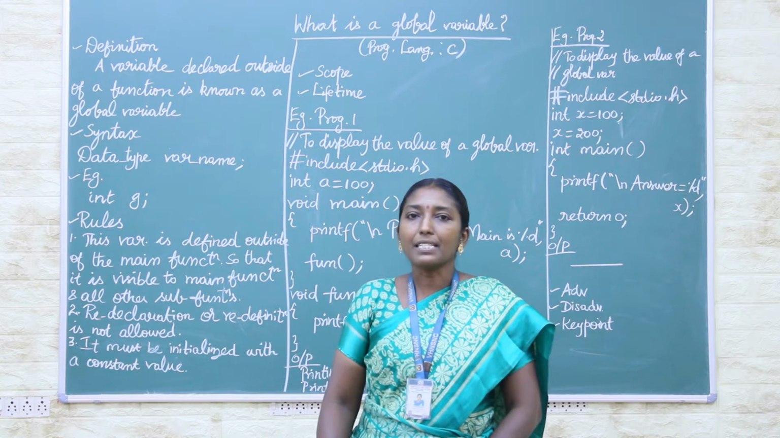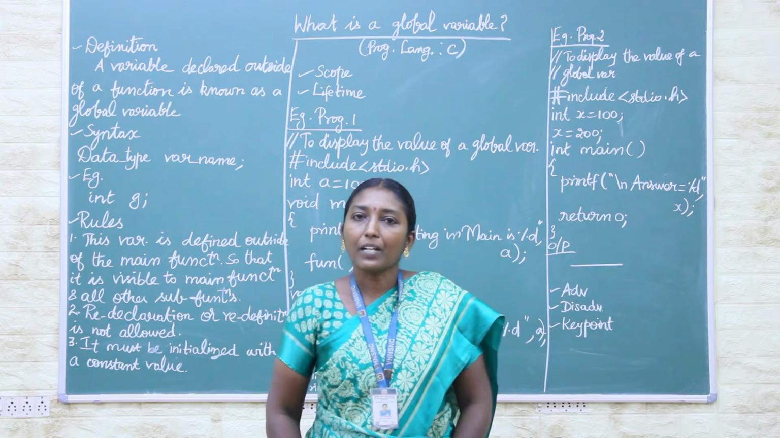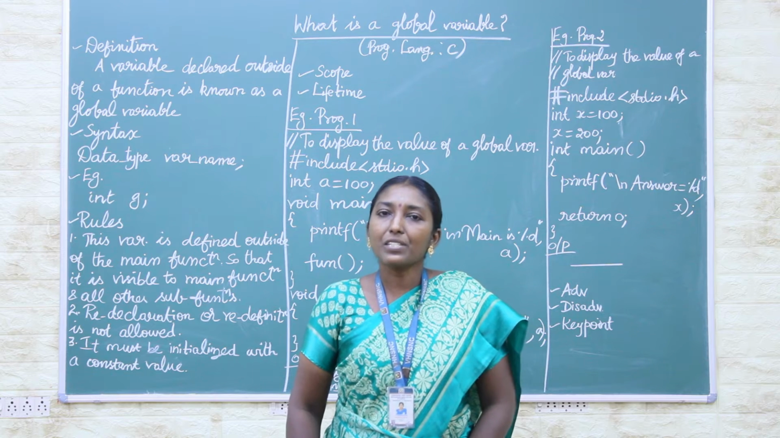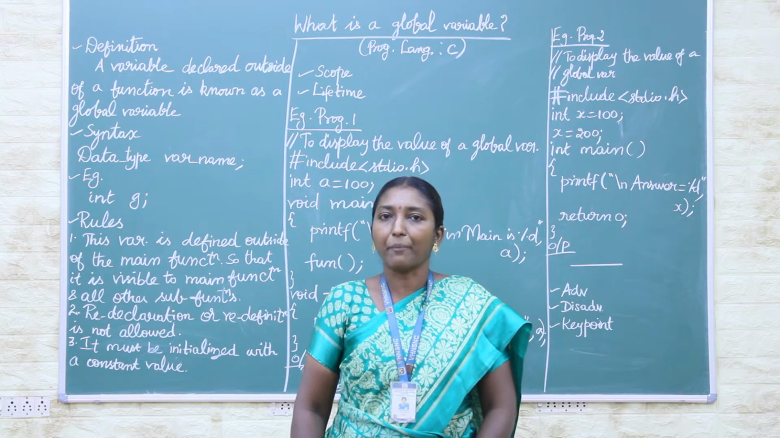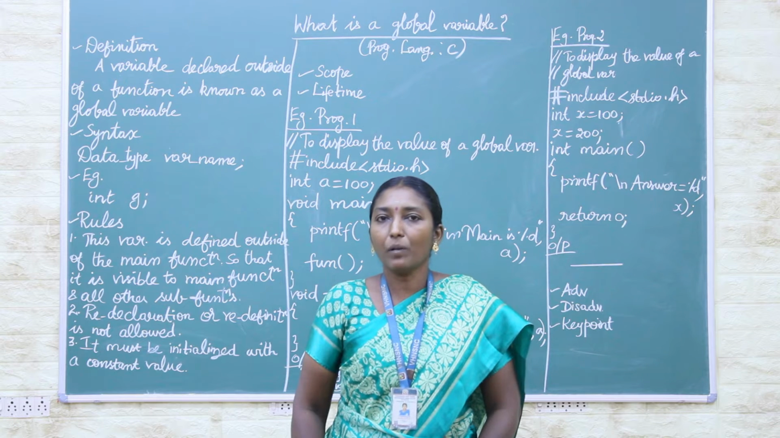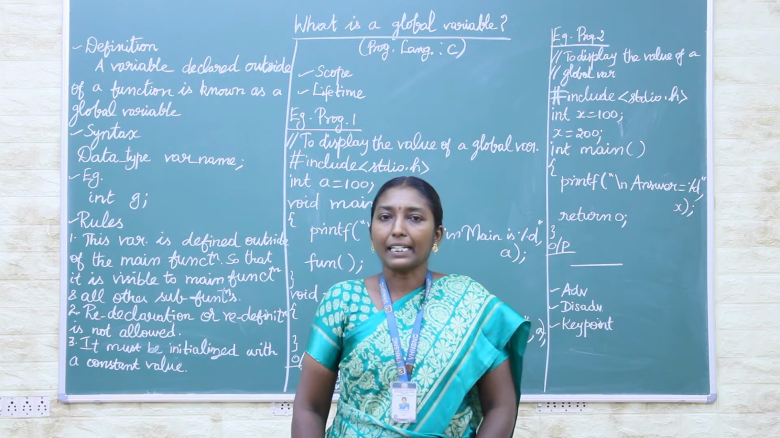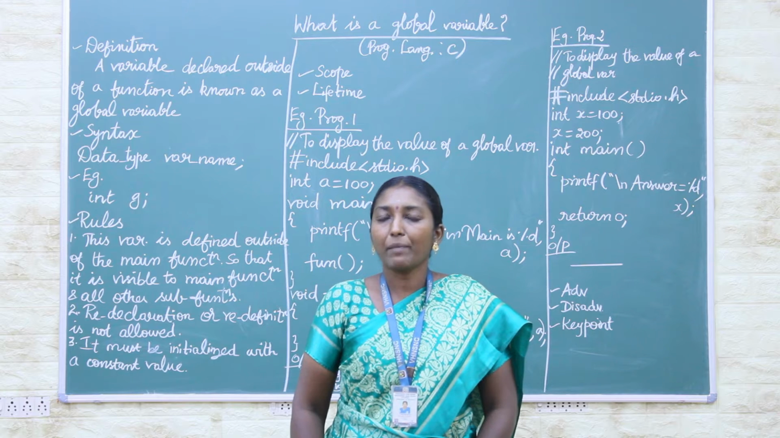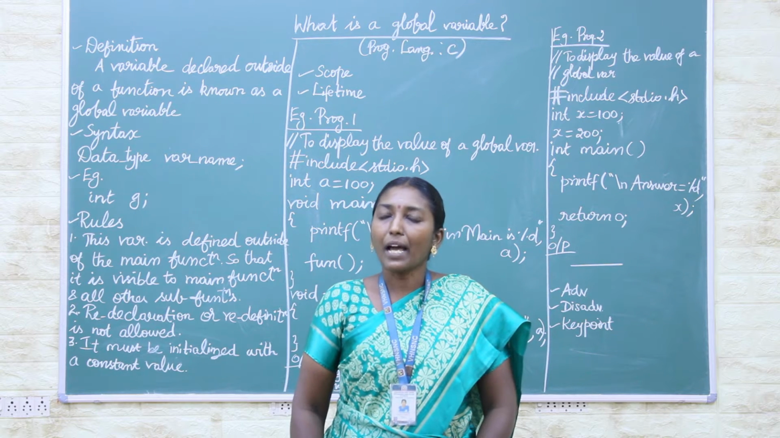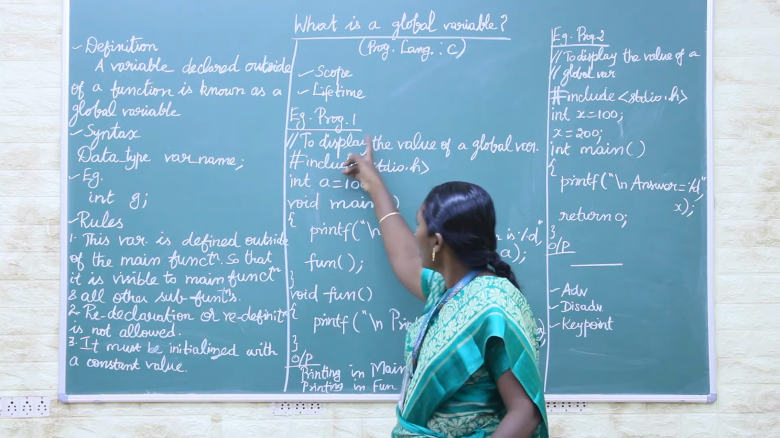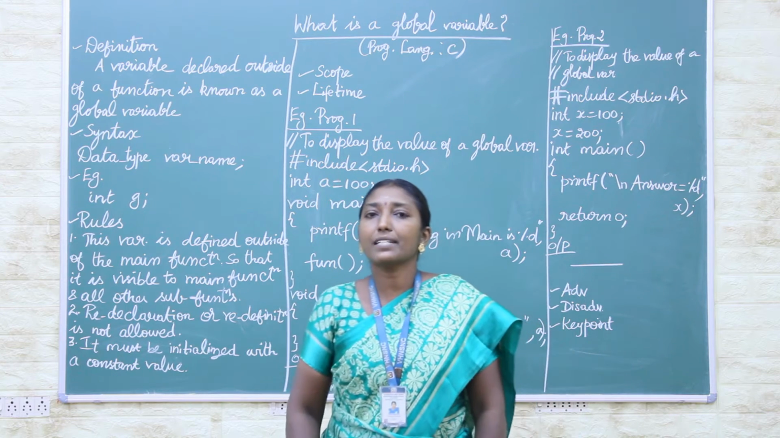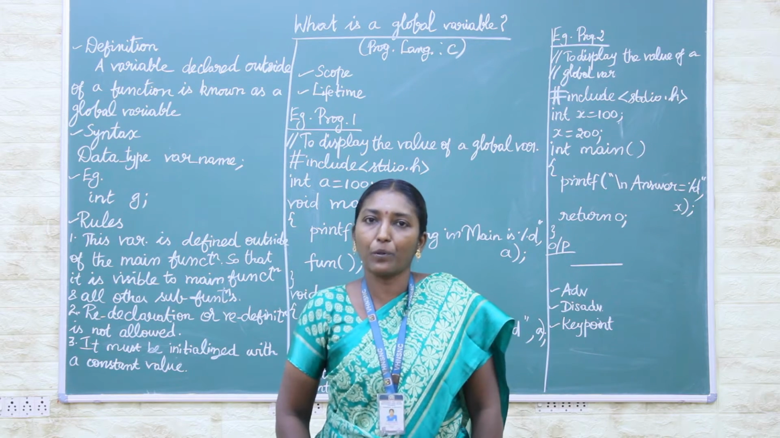The next term is lifetime. The lifetime refers to the period during which a variable retains a value during the execution of the program. Here, the lifetime of the global variable is throughout the program. That is, the memory for the global variable is allocated when the program execution starts and it becomes invalid after finishing the execution of the program. Now, let us understand the usage of a global variable with the first program.